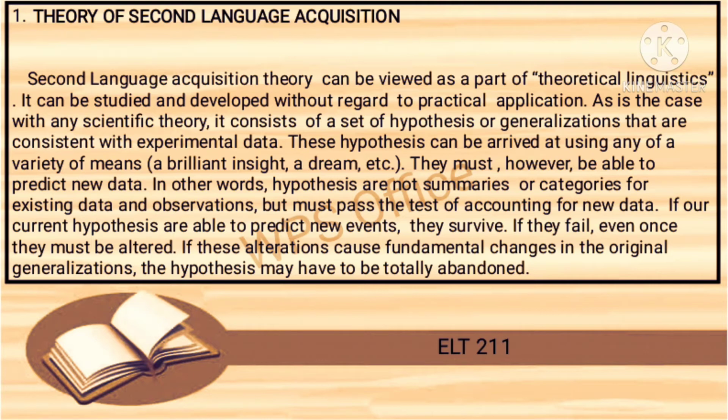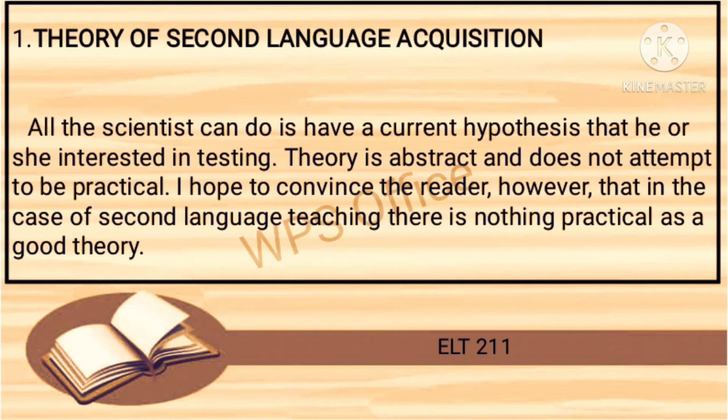If they fail, even once, they must be altered. If these alterations cause fundamental changes in the original generalizations, the hypothesis may have been totally abandoned. Always remember that according to this way of doing science, we can never really prove anything. We can only look for supporting evidence. When we do not find supporting evidence or when we find counter evidence, our hypothesis is in trouble.